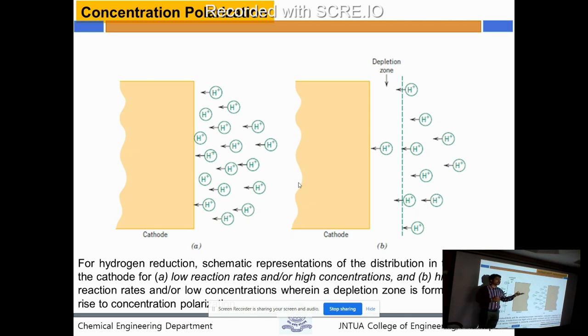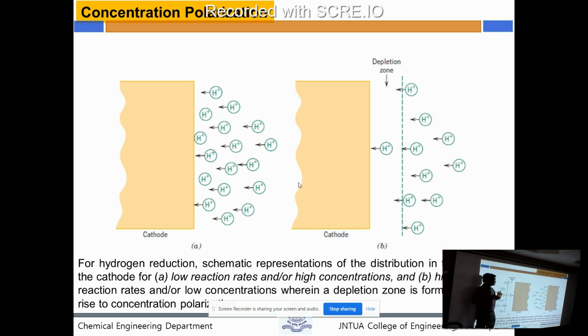For my reaction to happen, do H plus ions have to reach the surface or not? They have to reach the surface. Whether it is highly concentrated or highly diluted, somehow it has to reach the surface in order to extract the electron to form H2. Understood? So now you think back here.